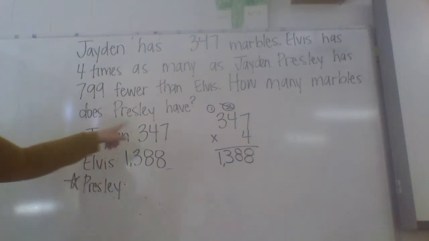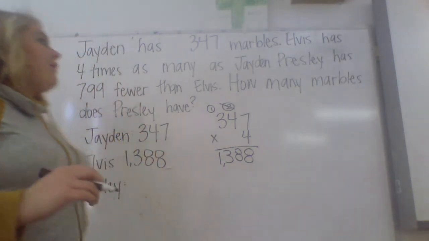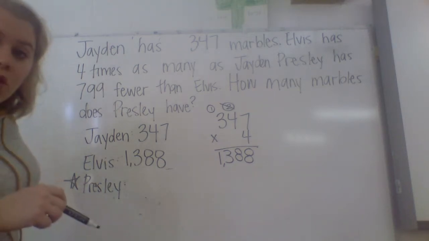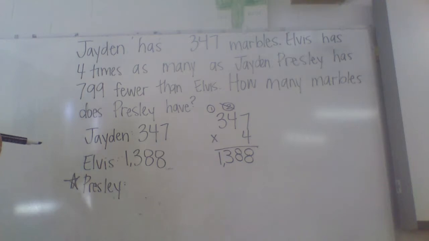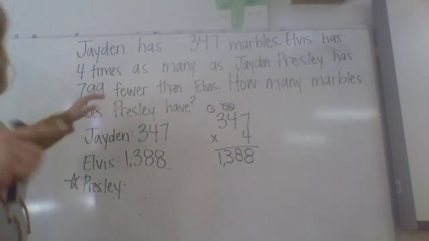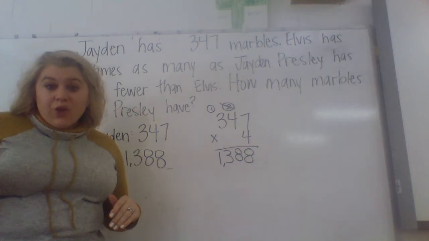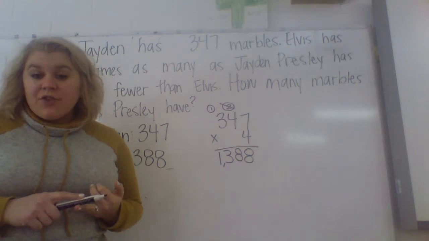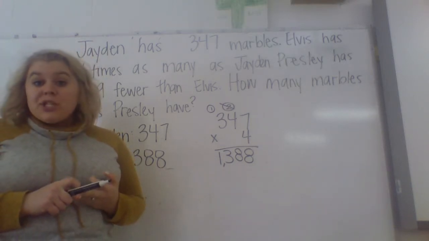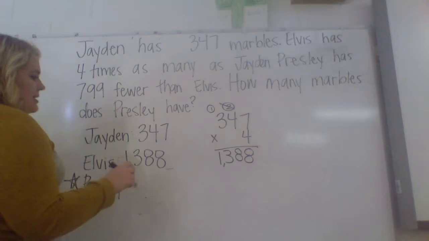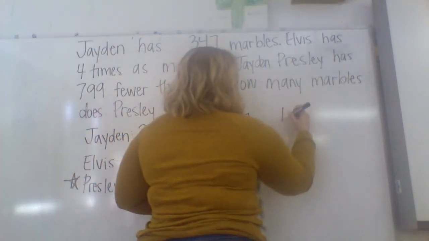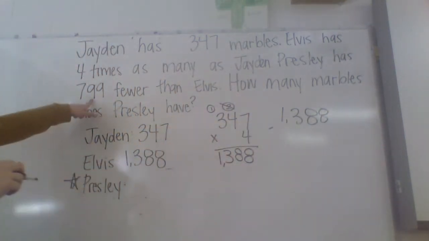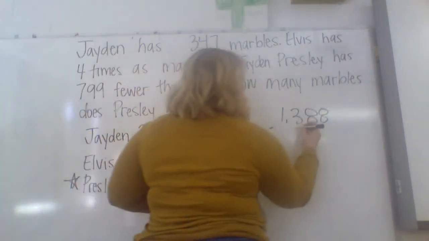So we figured out Jaden, we figured out Elvis. Now we need to figure out Presley, and we know our question wants to know how many marbles Presley has. So it tells us Presley has 799 fewer than Elvis. So fewer, are you going to add, subtract, multiply, or divide to find fewer? Well, adding is not going to give us fewer. Multiplying is not going to give us fewer. We know we're not dividing them into equal groups, so we're going to subtract. So we know we've got to take how many Elvis has, 1,388, and subtract 799 from it.